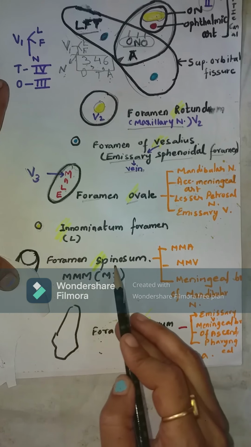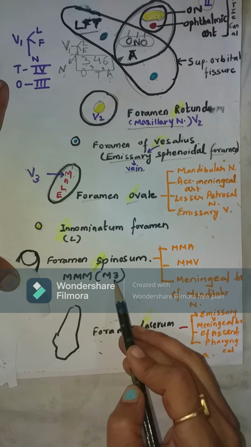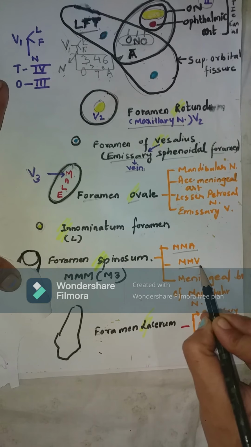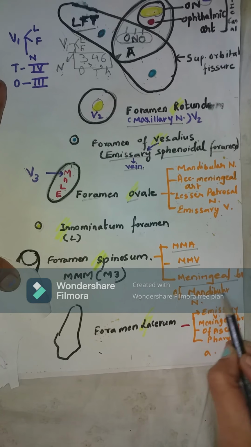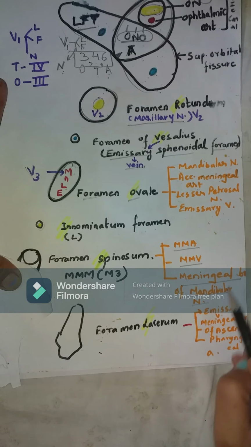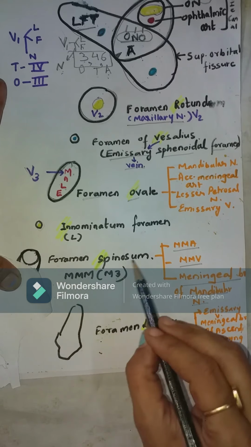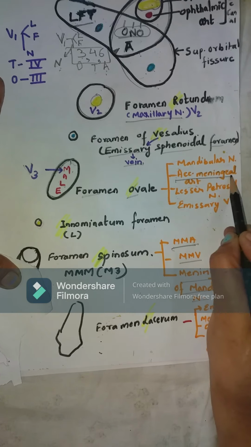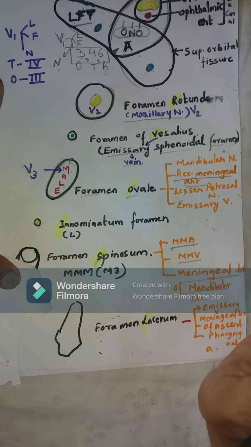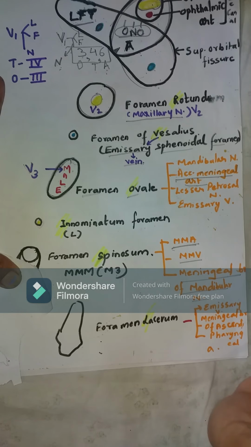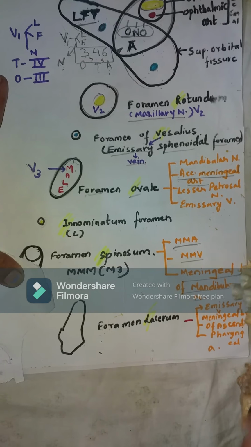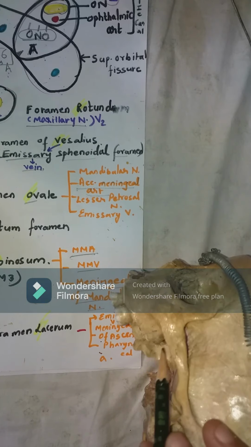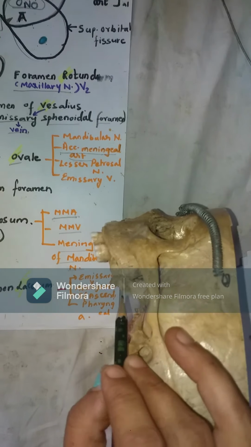Then more posteriorly we have foramen spinosum. And what passes through foramen spinosum? Triple M or M3. That is middle meningeal artery, middle meningeal vein, and meningeal branch of the mandibular nerve. This will pass through the foramen spinosum. Just now I told you that middle meningeal artery and accessory meningeal artery are the branches of the maxillary artery. You know, in the infratemporal fossa, two rulers have a kingdom here: the mandibular nerve and the maxillary artery.